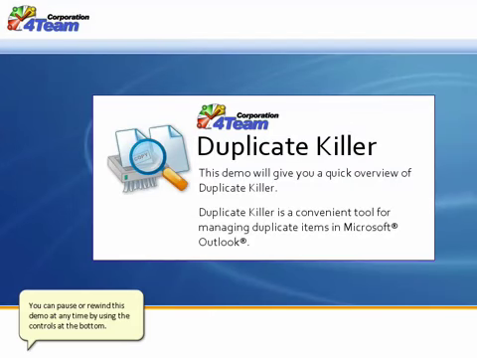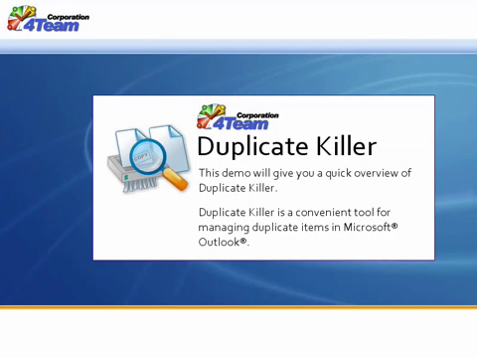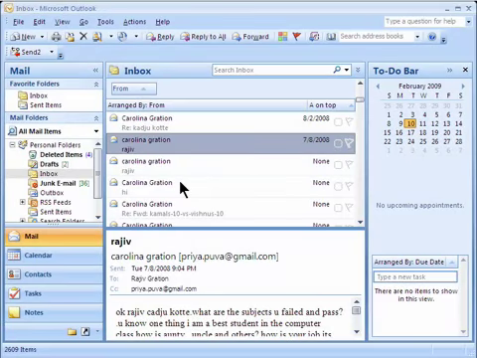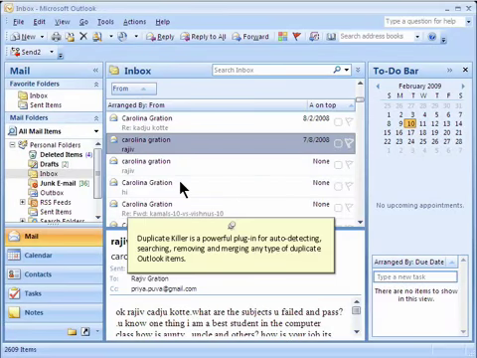This demo will give you a quick overview of Duplicate Killer. Duplicate Killer is a convenient tool for managing duplicate items in Microsoft Outlook. Duplicate Killer is a powerful plugin for auto-detecting, searching, removing, and merging any type of duplicate Outlook items.